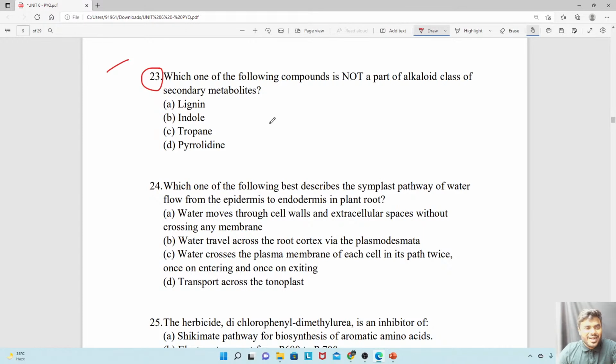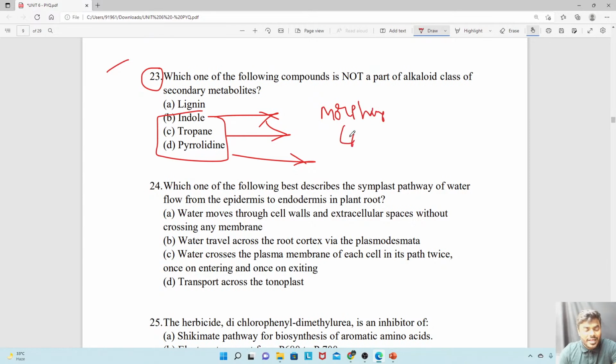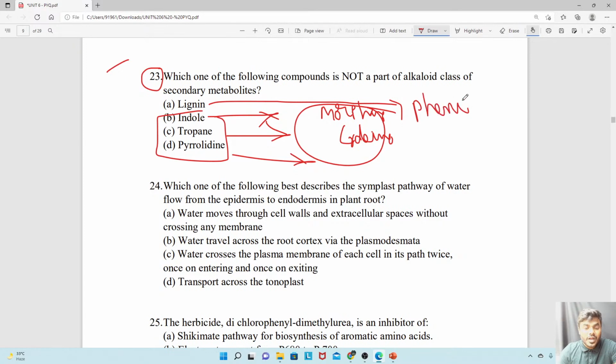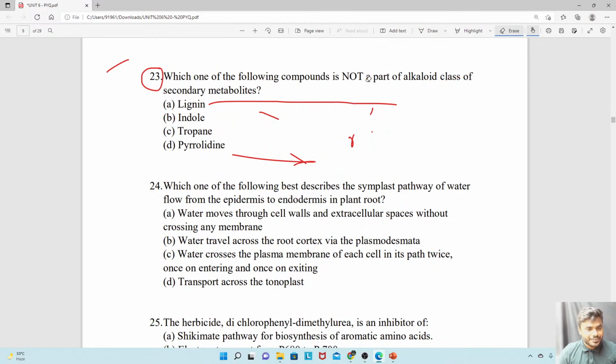Okay, so we read now, friends, these three in the alkaloid. I have shown you one table: indole alkaloid, tropane alkaloid, pyrrolizidine alkaloid. We read morphine, codeine, thebaine, heroin, all in the table. What about lignin? Lignin belongs to the phenols. It does not belong to the alkaloids. Indole is the major class of alkaloid, dear. Don't confuse. Hence this answer will be A. Good.